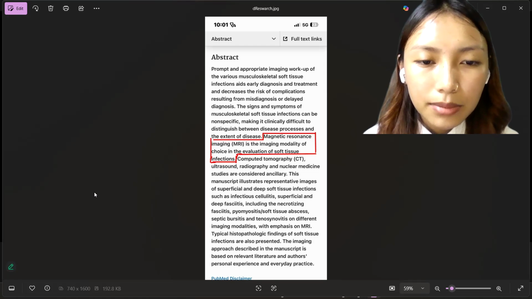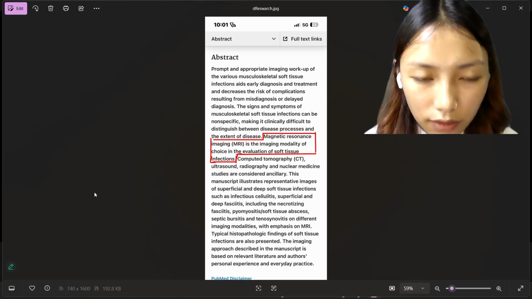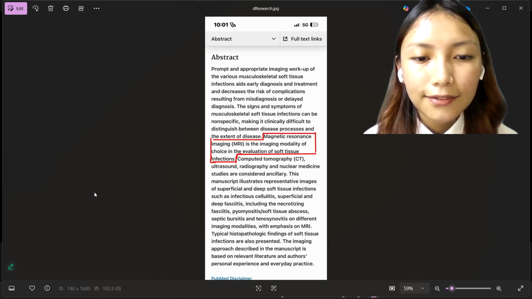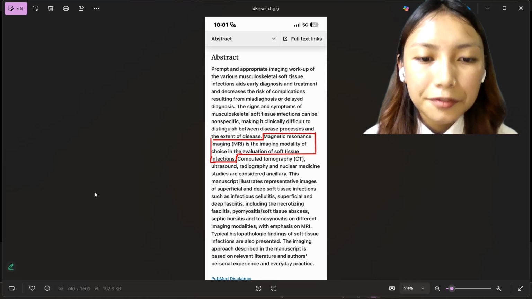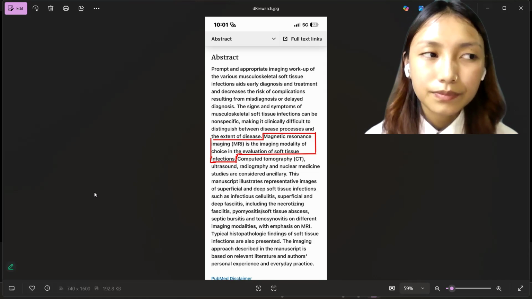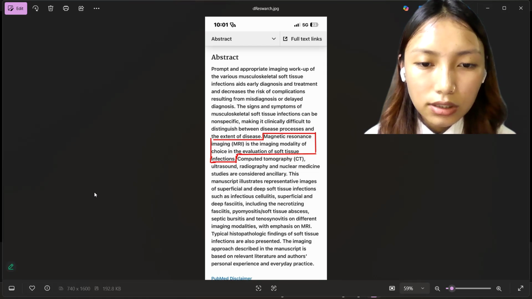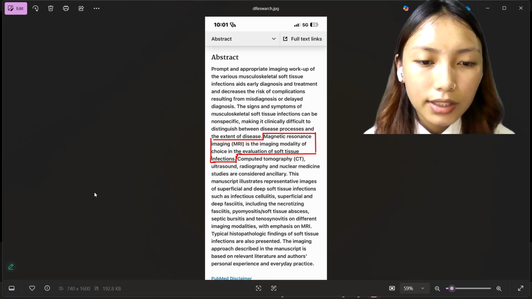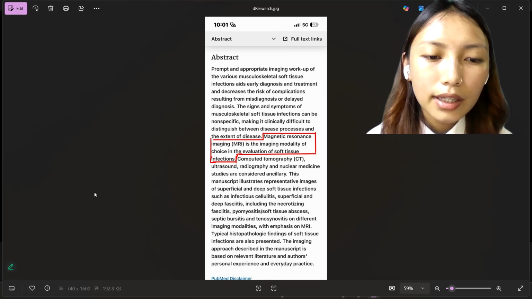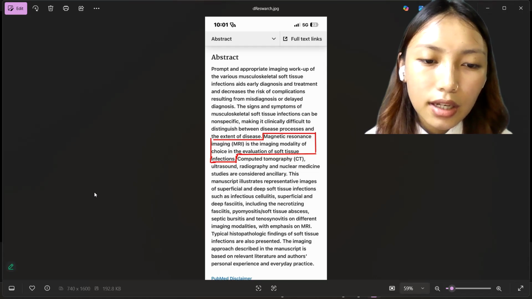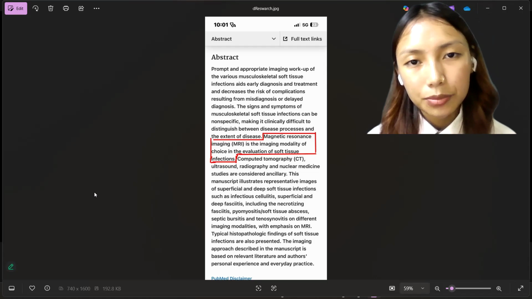MRI is the best method to detect and study soft tissue infection because it shows clear details of muscles, fat, and fascia. It helps find inflammation, abscess, and the spread of infection early. MRI uses different image types like T1, T2, STIR, and contrast to see infection depth clearly. MRI is safe because it has no radiation and is highly accurate, but can be costly and time consuming.